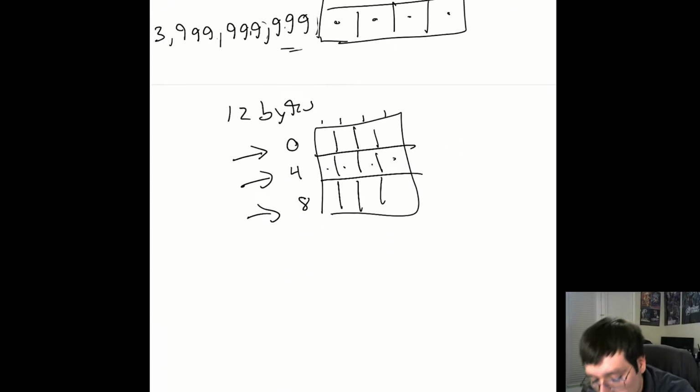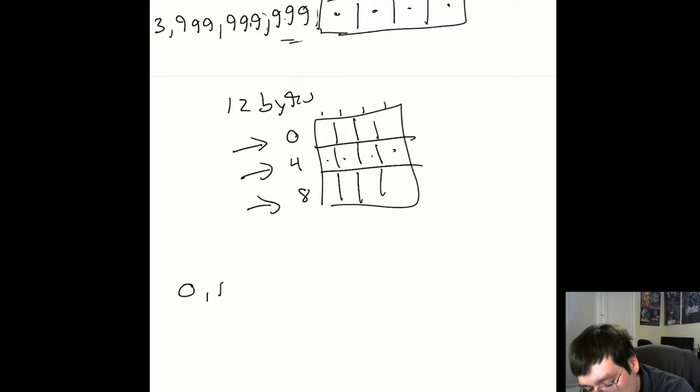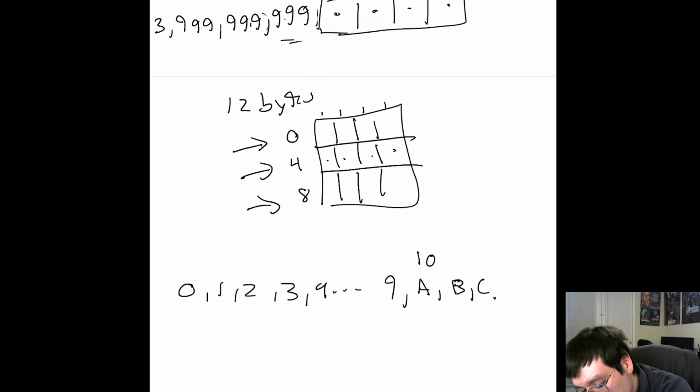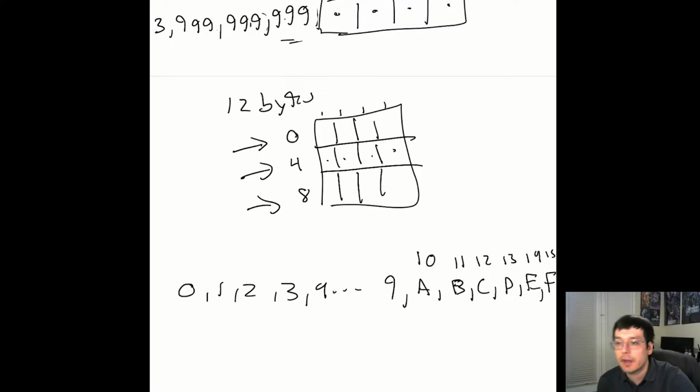So in hex, when you say 0, 1, 2, 3, 4, all the way to 9, instead of saying 10, we're going to just say the letter A, B, C, D, and E, which represents 10, 11, 12, 13, 14, and then F, which represents 15, okay? Because we like to keep a single symbol for a number in base 16, just like we have in base 10.